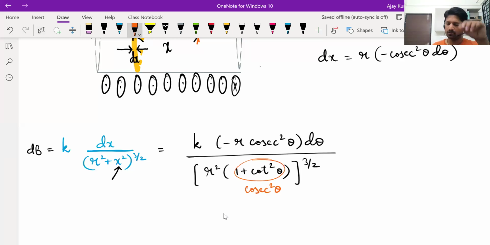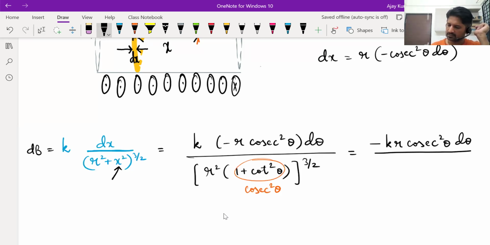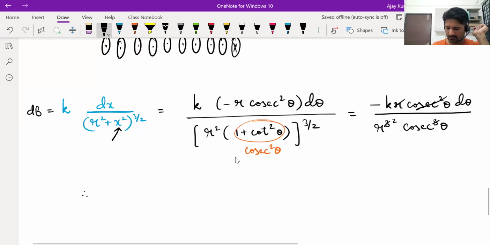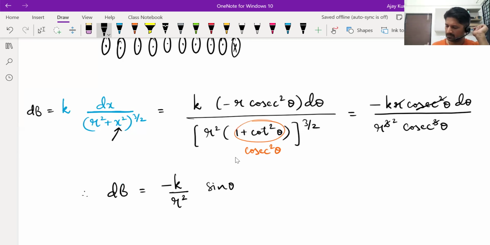Now the denominator has whole power 3 by 2. So effectively this whole thing becomes minus k r cosecant square theta d theta divided by r square whole power 3 by 2, which becomes r cube. Cosecant square theta whole power 3 by 2 becomes cosecant cube theta. One cosecant will be left in the denominator and r square will be left in the denominator. Therefore, the small magnetic field produced by one element here becomes minus k by r square. There's a cosecant in the denominator, it goes to the numerator and becomes sine theta d theta.